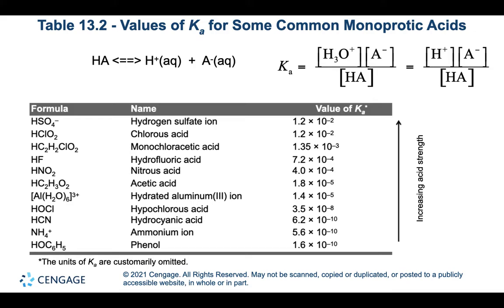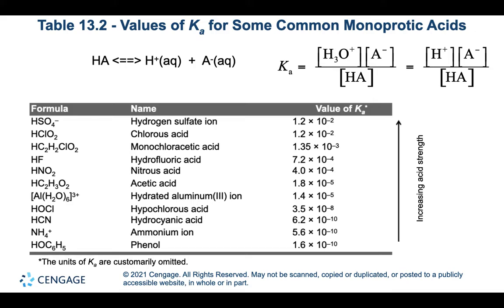But as Ka values go, 1.2 times 10 minus 2 is actually fairly large compared to a lot of other weak acids, which are much weaker yet. Monochloroacetic, 1.35 times 10 minus 3. You can see the list yourself.